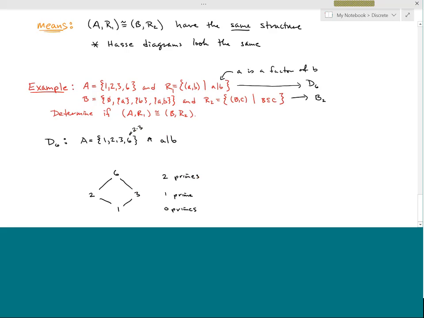Now we can come back and evaluate, is 1 a factor of 6? Yes, but if we put it in, it would be one of those transitive edges. So we are done with this Hasse diagram. So this would be the Hasse diagram of D6.